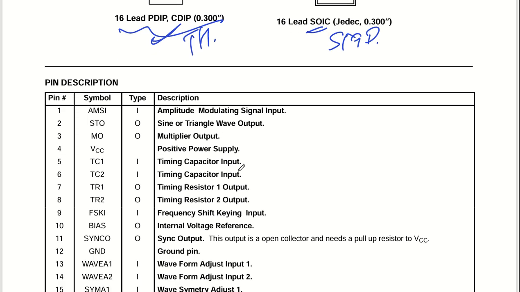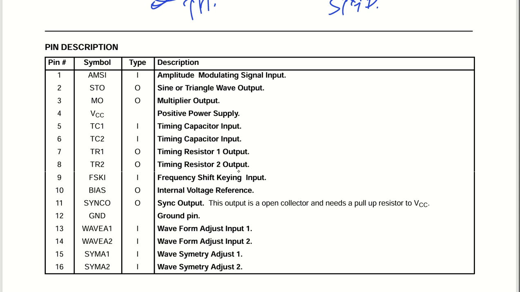If we talk about the pin description, quickly we'll go ahead with it. AMSI is nothing but amplitude modulating signal input. Then we have STO, that is sine or triangular wave output, and MO, that is multiplier output. So these are the two outputs, sine and triangular, and the multiplier is nothing but a square wave output you will get at that particular pin, which is pin number 3.